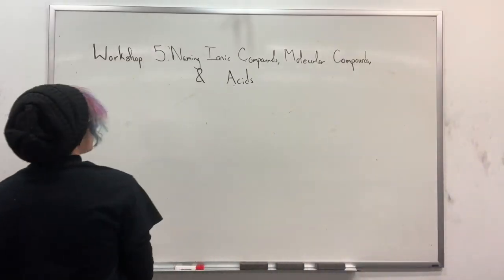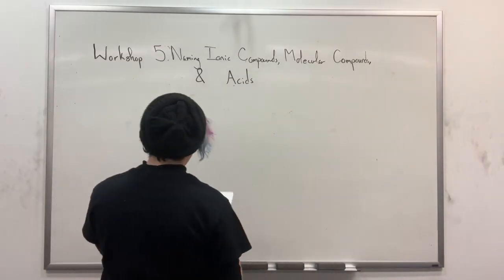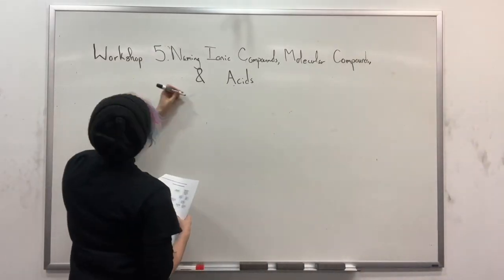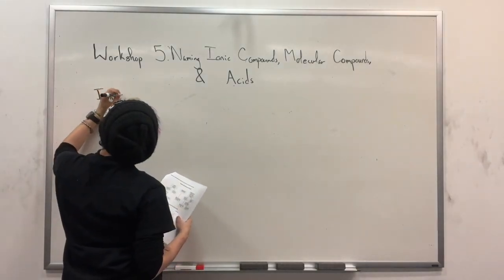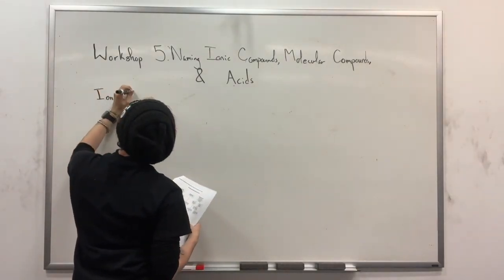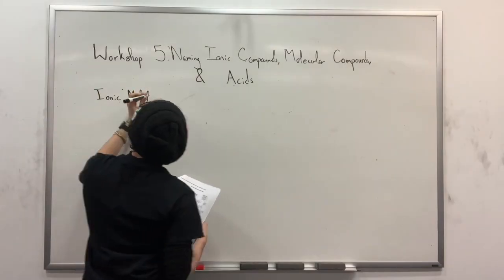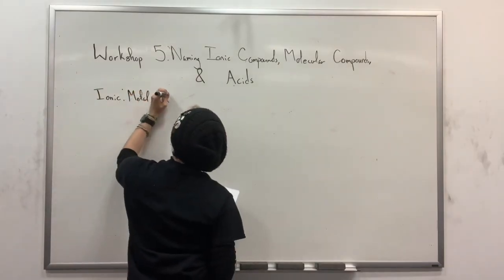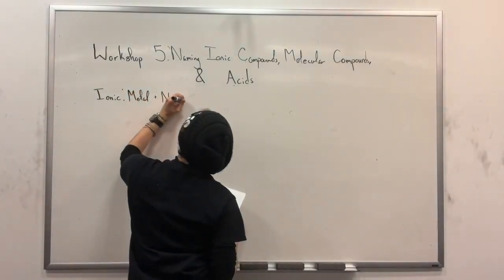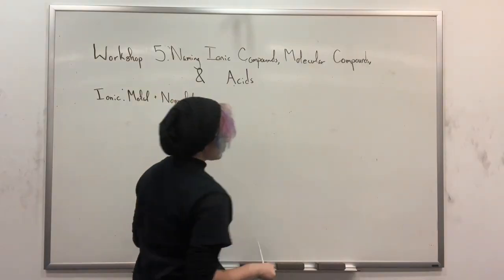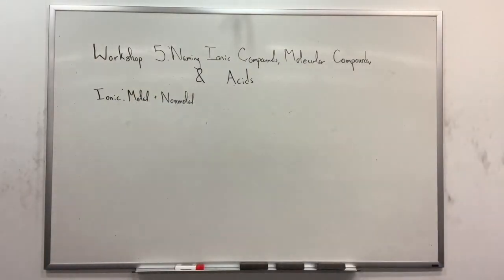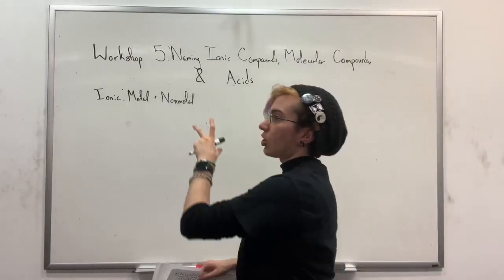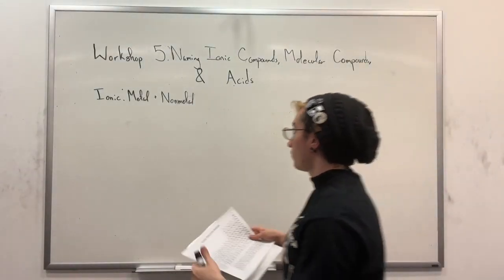We're going to start with our ionic compounds first. Anytime you hear ionic, you're going to be seeing a bond between a metal and a non-metal. Remember, your metals are going to be largely on the left side of the periodic table, while your non-metals make up a smaller section on the right side of the periodic table.